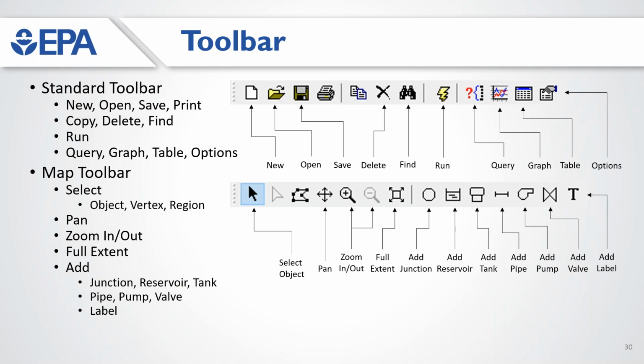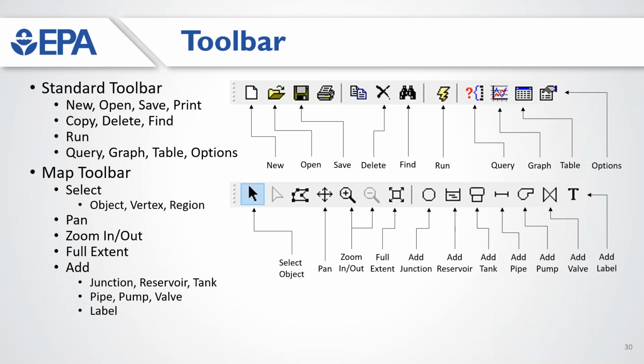Moving on to the toolbar, that's just part of your GUI application. By default, the toolbars are located next to each other, but you can obviously move them, arrange them, or hide them as necessary. The standard toolbar has the common buttons you're used to from any Word or Office products: new, open, save, print, and also options for copying, deleting, and finding a specific item in your network map. There's also the run button to run the simulation. And once you run it, you have options to query the data, graph it, view tables, and other options.